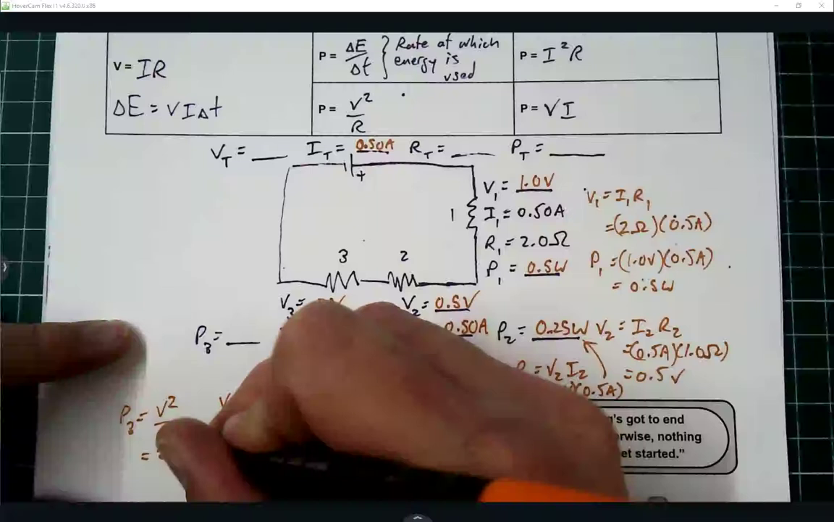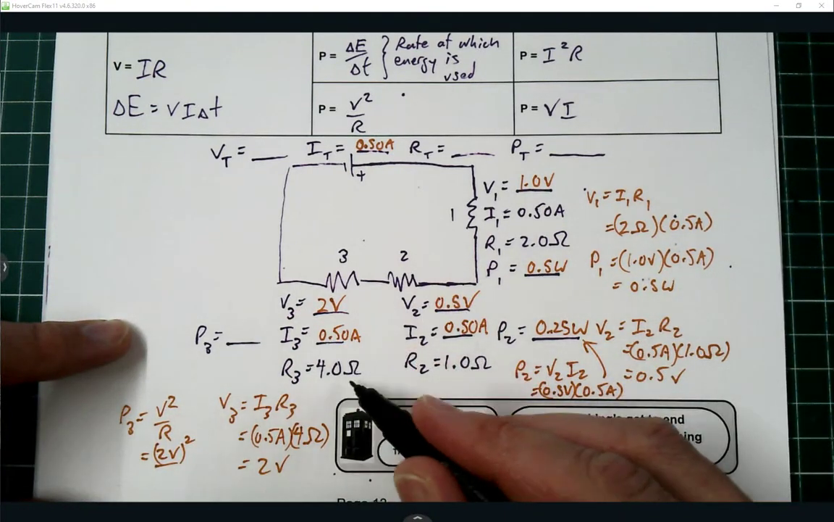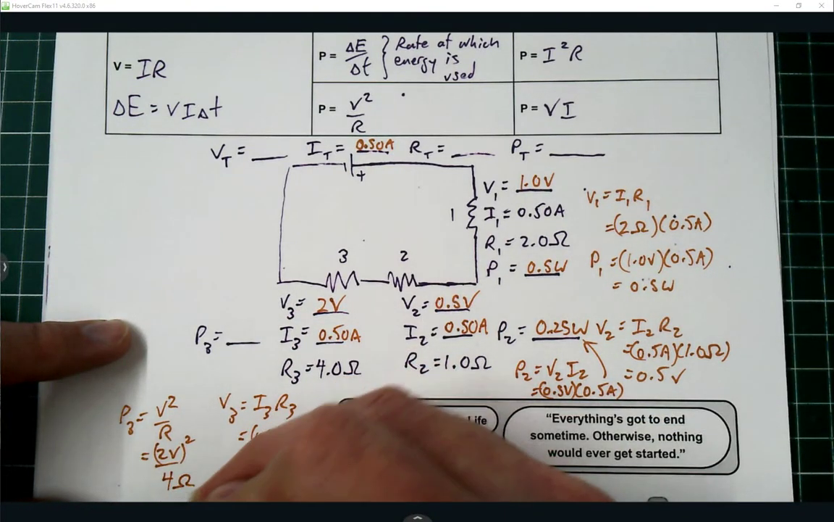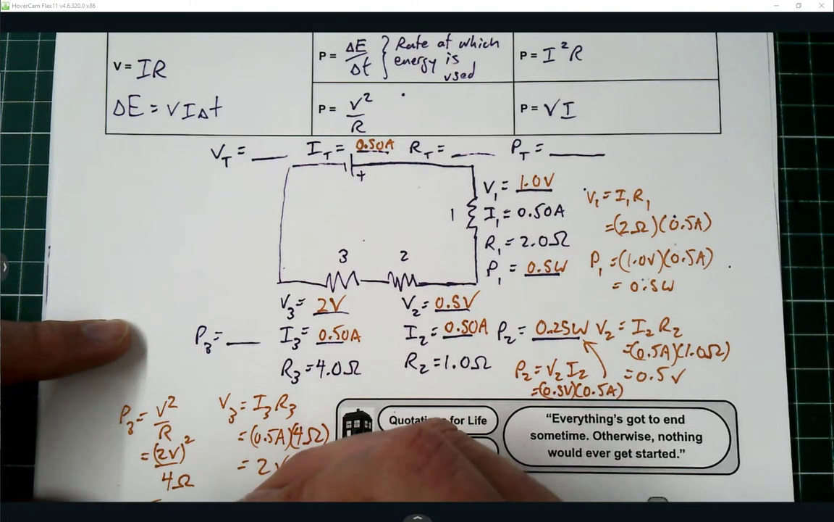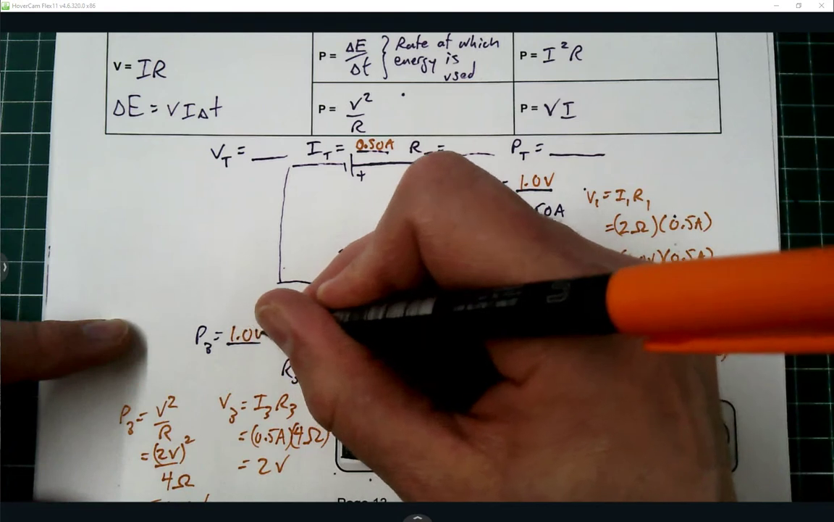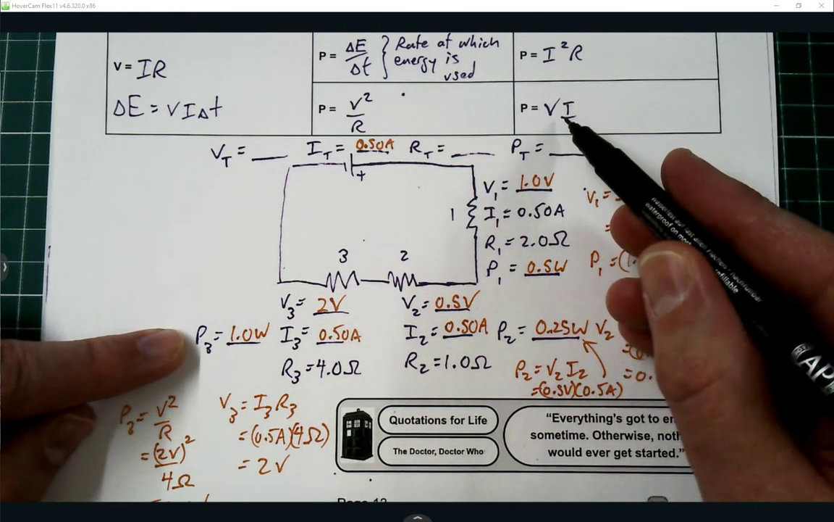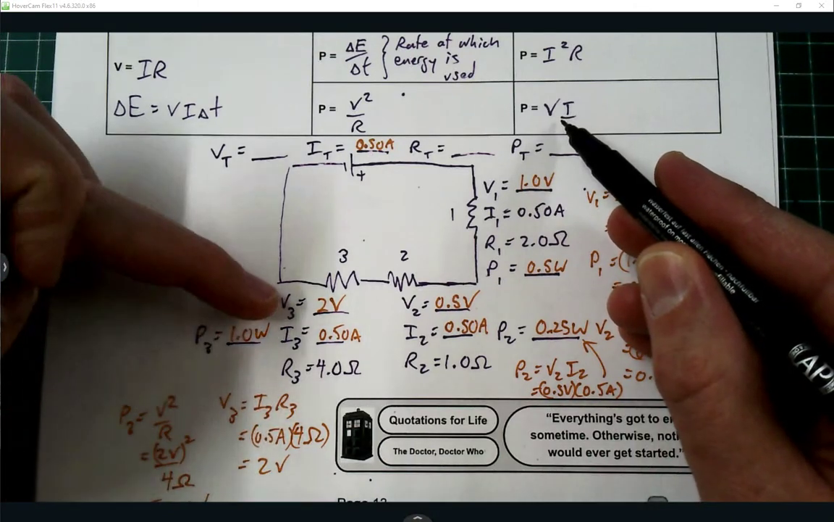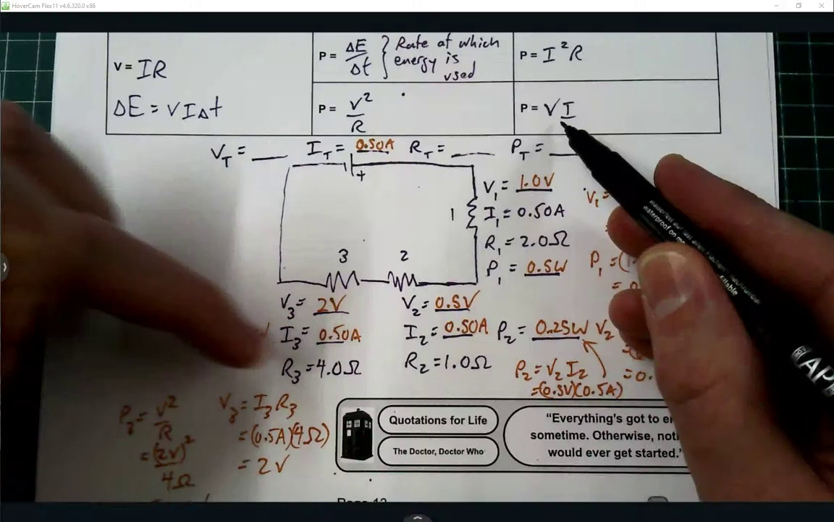2 volts squared, that's important, divided by R, 4 ohms. 2 squared is 4. 4 divided by 4 is 1. 1 watt. All right, that is 1 watt. And then just to check ourselves, remember, we could have done power is equal to V times I. And if we had, it would be 2 volts times 0.5. 2 times 0.5 would have still been 1.